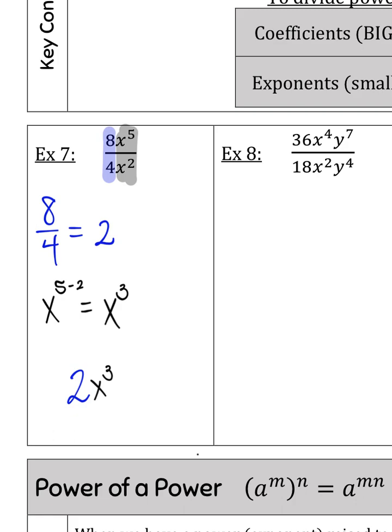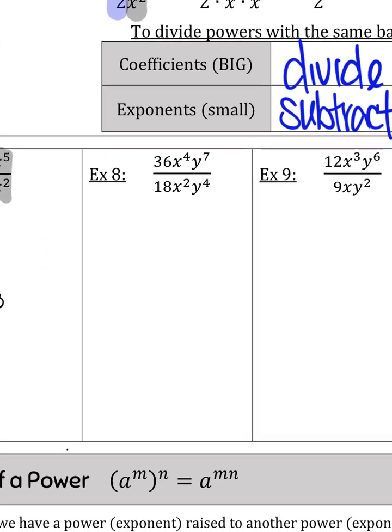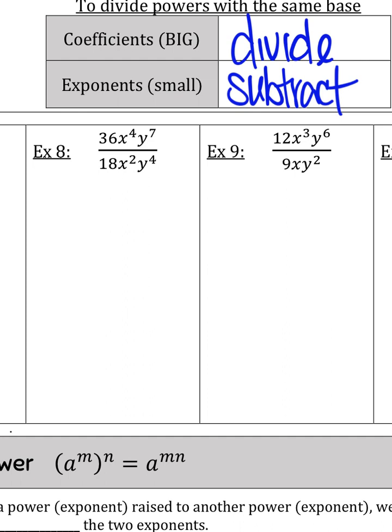That's it. Let's try example number 8. You have 36x to the fourth, y to the seventh, divided by 18x to the second, y to the fourth. Now what I did is I highlighted all the things that look alike, all of the common bases, so that we know that those things have to stay together.